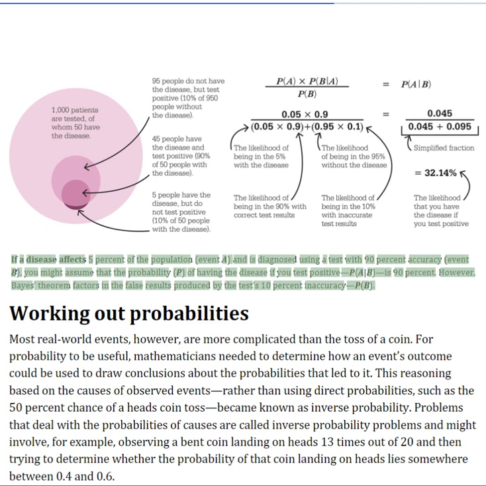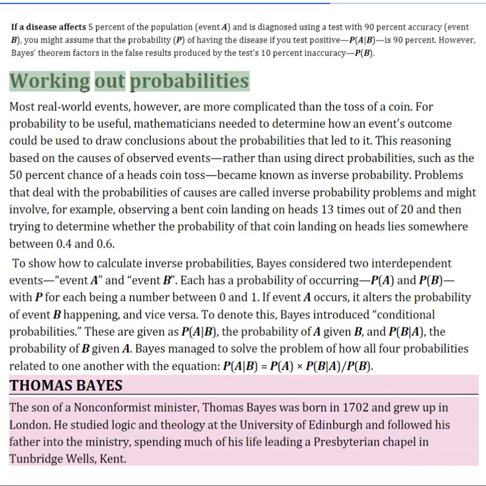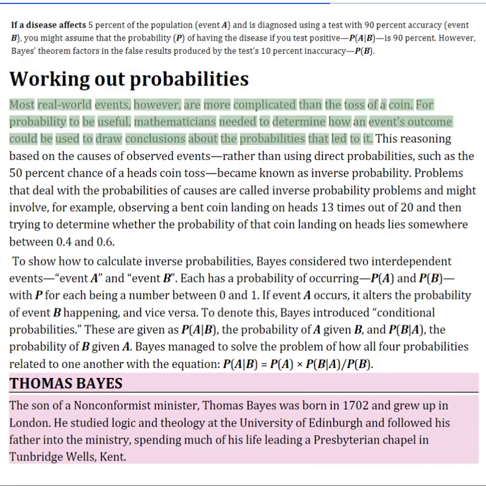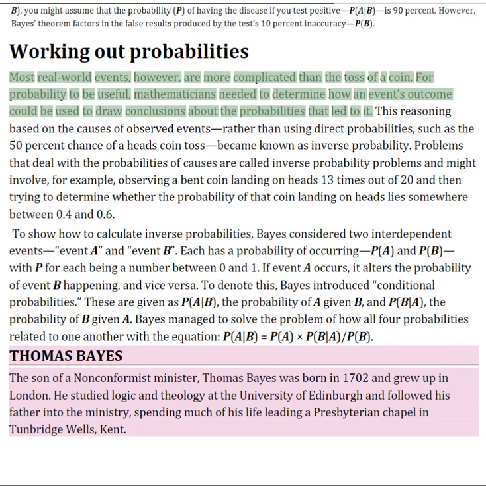However, Bayes' theorem factors in the false results produced by the test's 10% inaccuracy. Working out probabilities. Most real-world events, however, are more complicated than the toss of a coin. For probability to be useful, mathematicians needed to determine how an event's outcome could be used to draw conclusions about the probabilities that led to it.